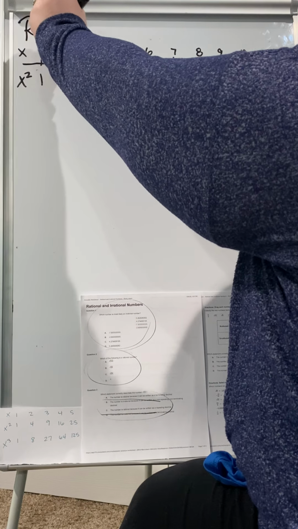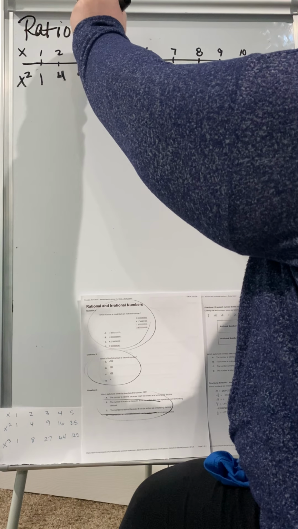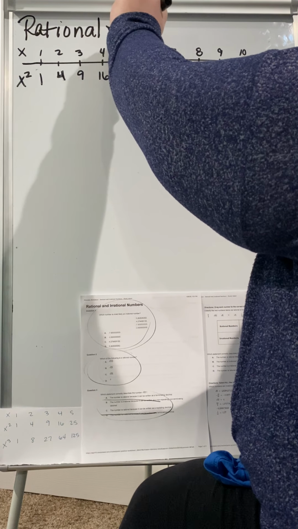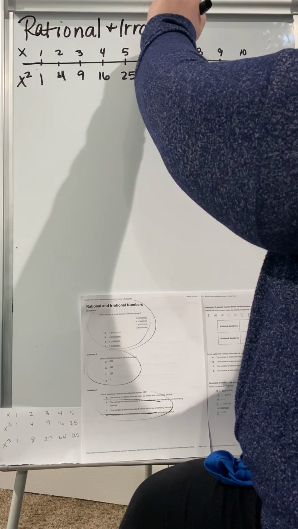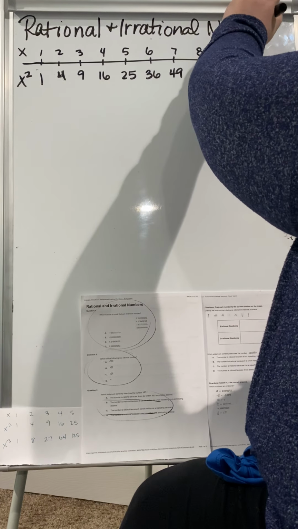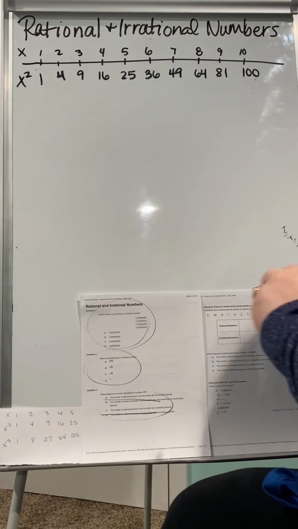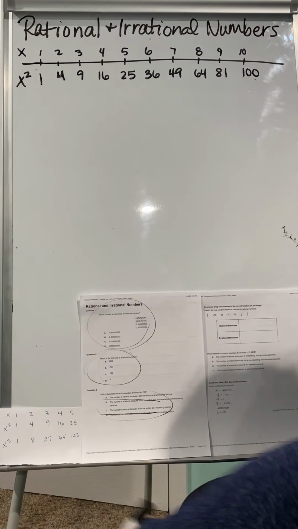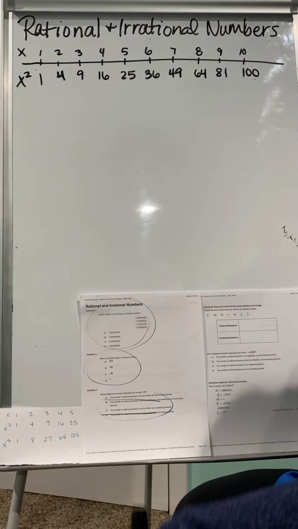So this one is rational and irrational numbers. Okay? Biggest distinguisher between the two.